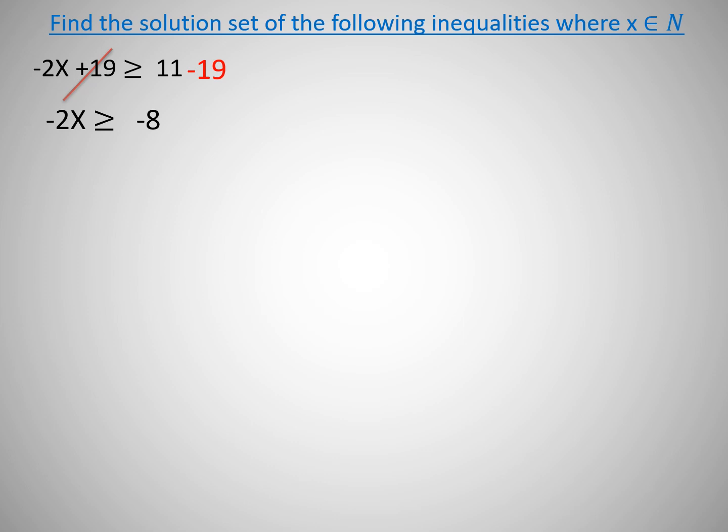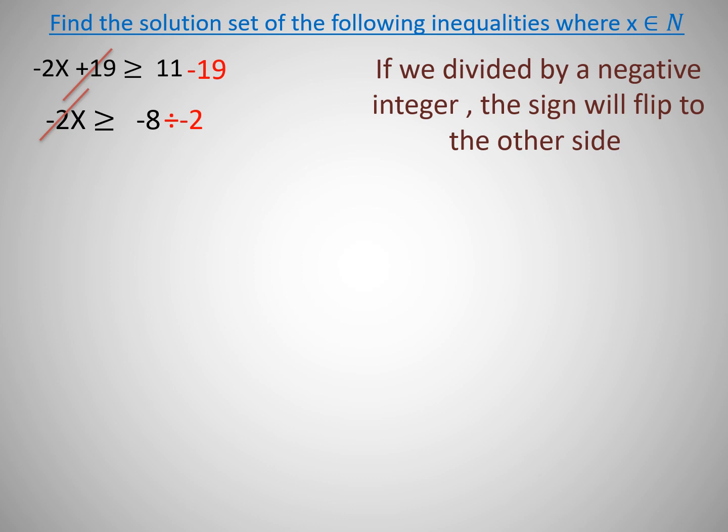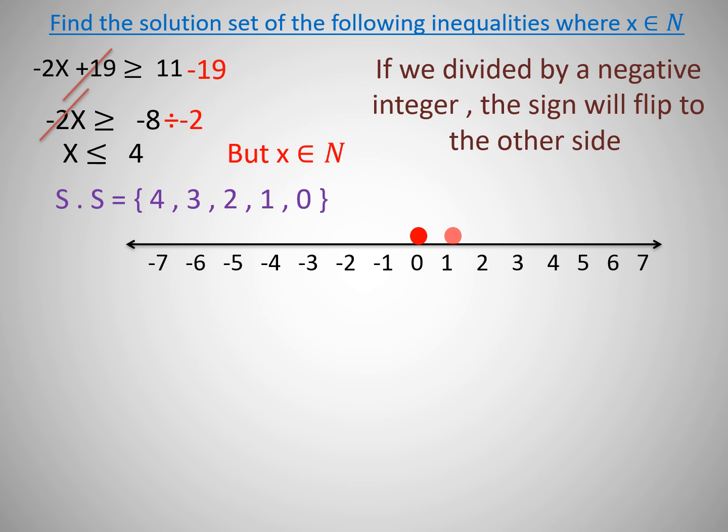We will divide the right hand side by negative 2, but negative 2 is a negative integer. If we divide by a negative integer, the sign will flip to the other side, like the last example. So the remaining is x less than or equal to 4. So the solution set is 4, 3, 2, 1, 0 only because x belongs to N. So we can represent it by 0, 1, 2, 3, 4 only.